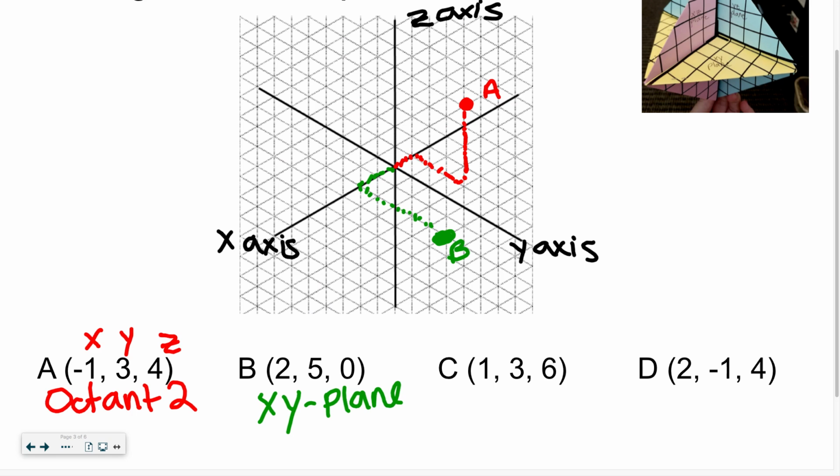Okay, can you plot C and D? And I'll come around, and if you have a big question for me, let me know. I'll try to answer it individually. And then I'll put my answers up so you can check if we're in the same spot.